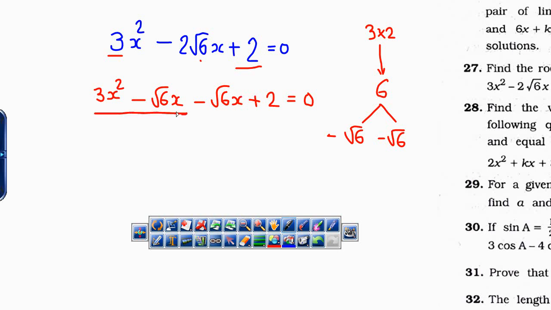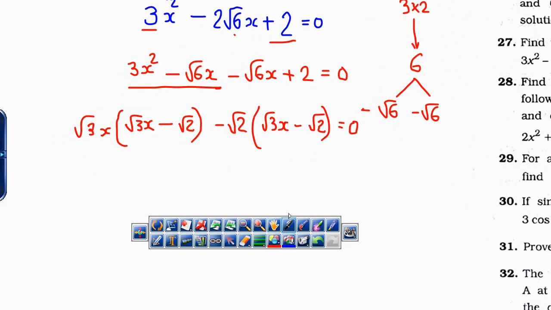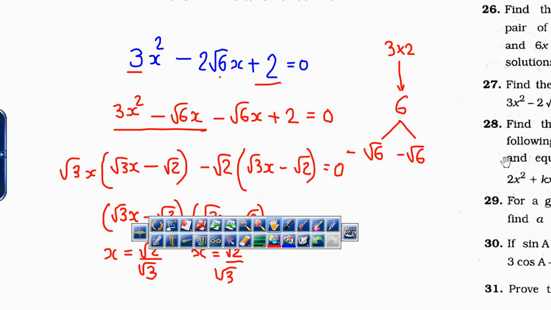Second step, underline these two and think what is common. Root 3x is common. बचेगा root 3x minus root 2. And here minus root 2 is common. बचेगा root 3x minus root 2. This requires a lot of practice in 10th standard as well as 9th standard का नंबर सिस्टम पक्का होना चाहिए. अगर वो नहीं है तो ये मेथड बहुत भारी पड़ेगी. And therefore I'll teach you another method also. फिलहाल x is root 2 upon root 3 and root 2 upon root 3, both the zeros are same.